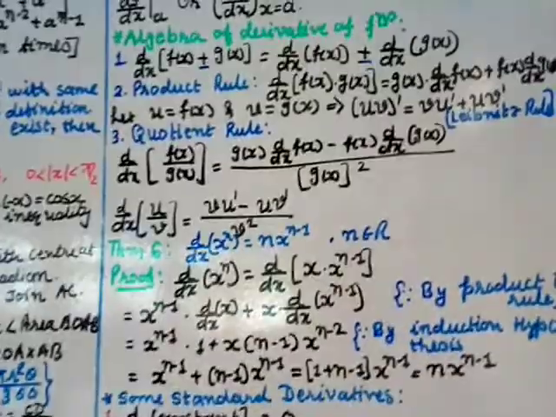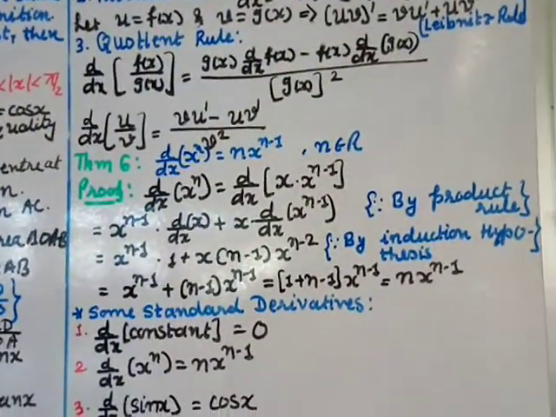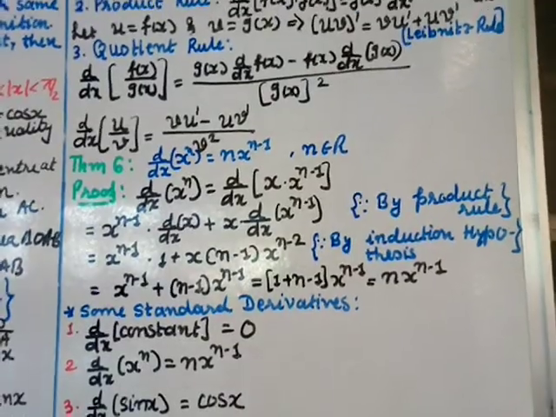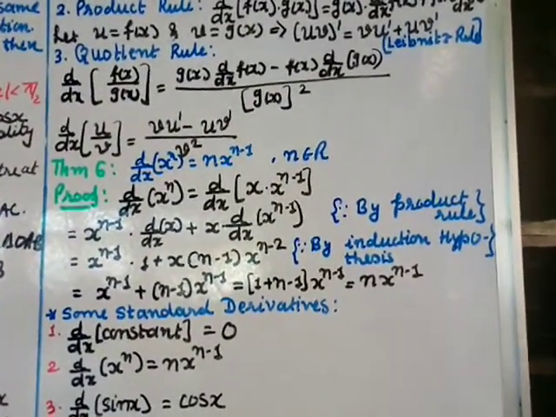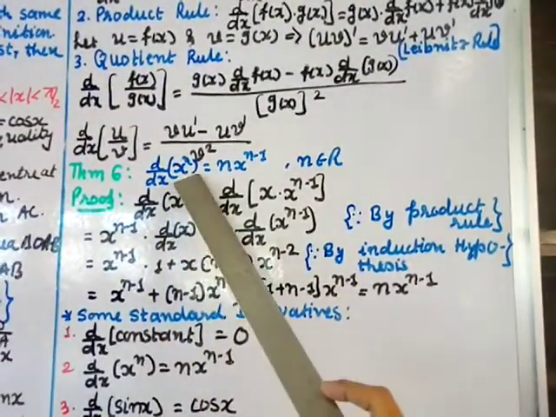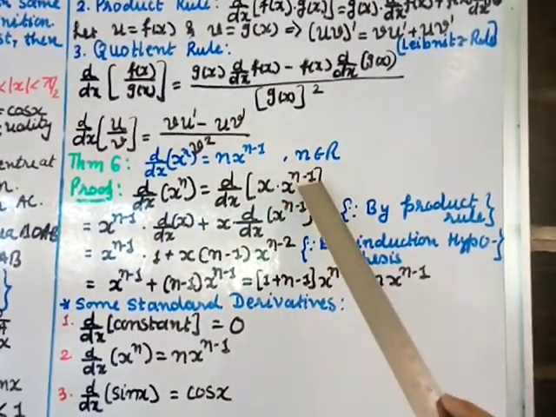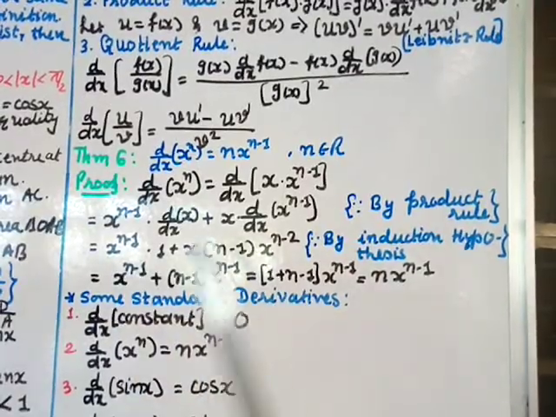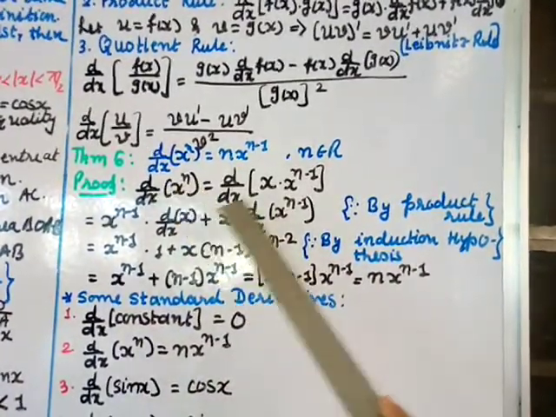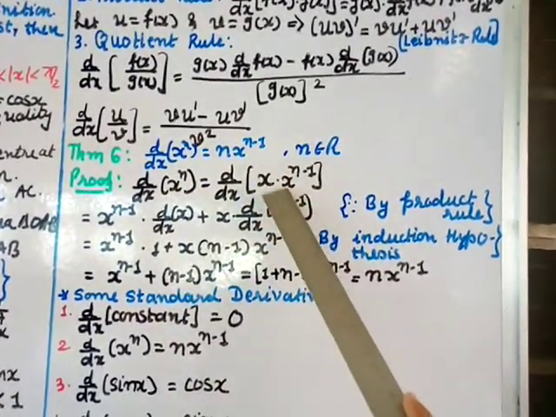Okay, next we have theorem 6, d by dx of x power n equals n into x power n minus 1, where n belongs to R. Let us prove this. d by dx of x power n: this x power n can be written as x power 1 into x power n minus 1. Okay, I have not written the 1, but it is x power 1, right? So this x power n can be separated into x power 1 and x power n minus 1.